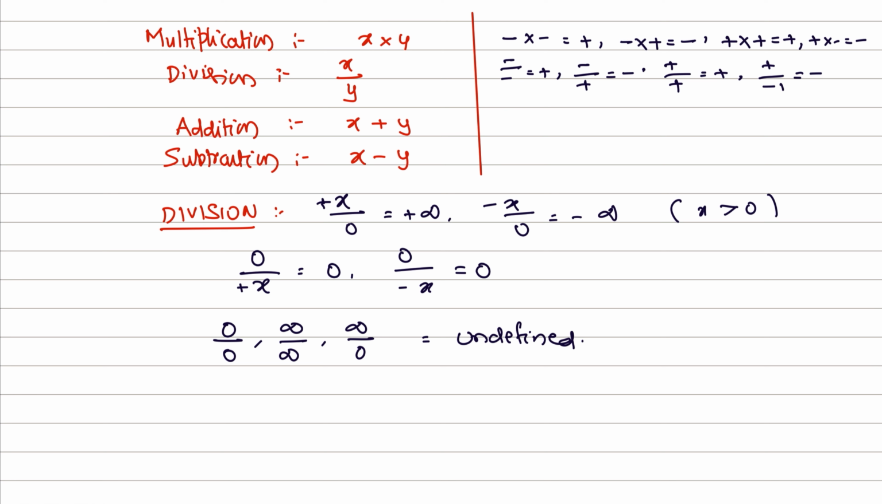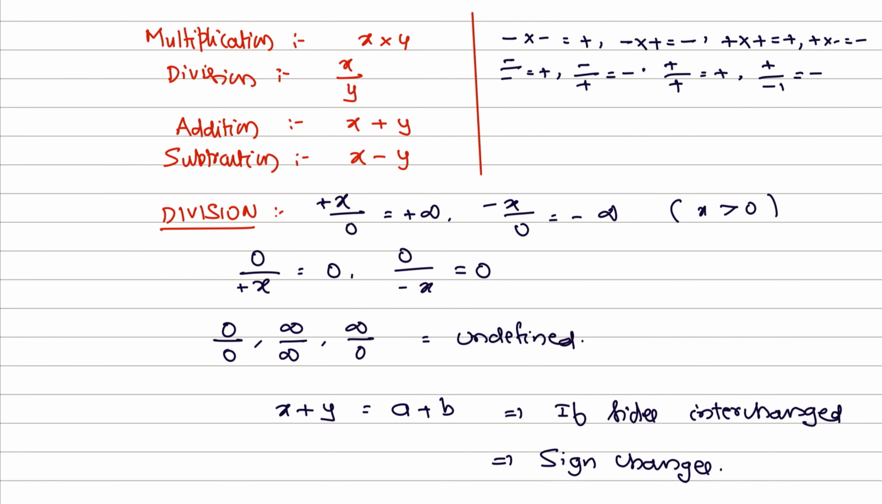Now, something like this, x plus y is equal to a plus b. When something from the right hand side is moved to the left hand side, or something from the left hand side is moved to the right hand side, if the sides are interchanged, what happens? Sign changes. Plus becomes minus, minus becomes plus, if the sides interchange in an equation.